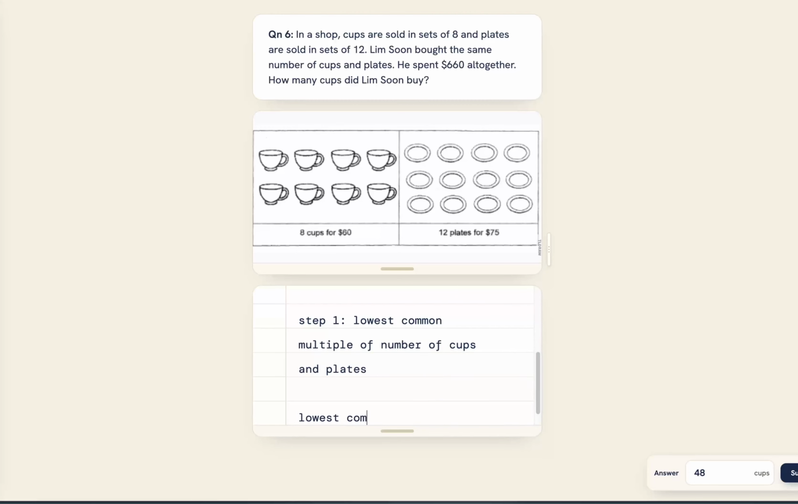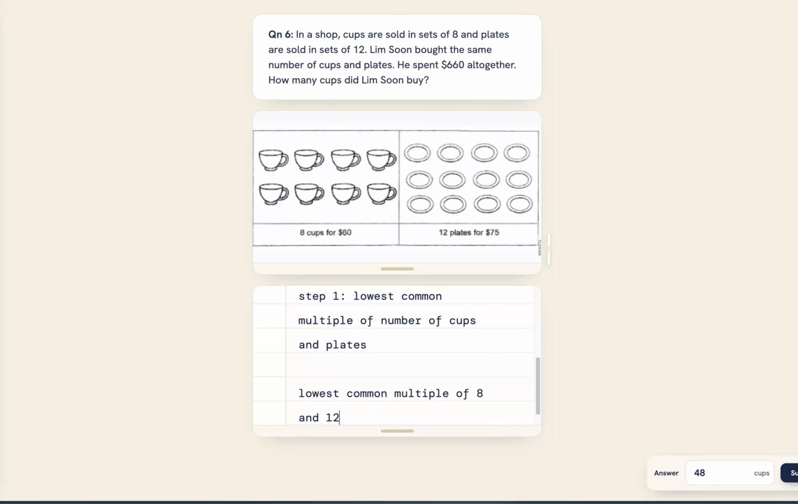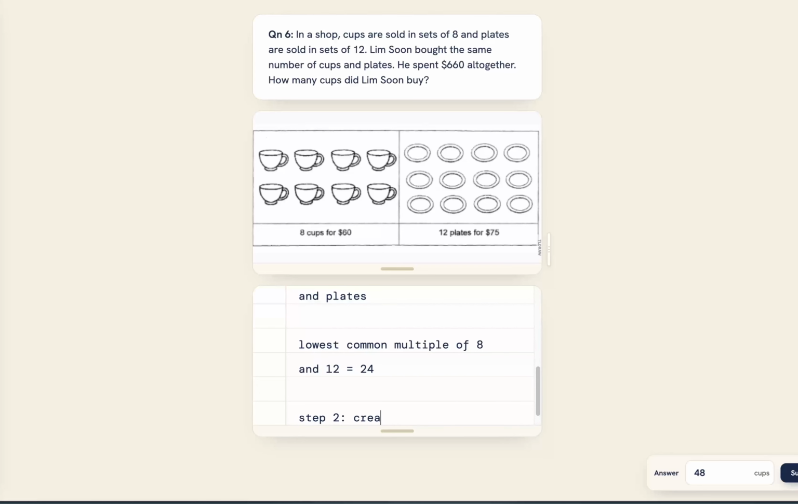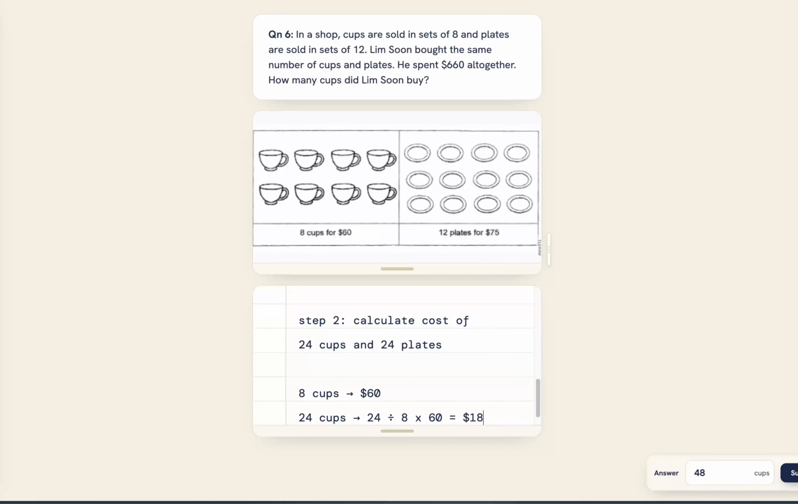So that means step 1, we need to get the lowest common multiple of the number of cups and plates. The lowest common multiple of 8 and 12 would be equal to 24. So step 2 is to create 24 cups and 24 plates and calculate the cost. 8 cups is equal to $60. So 24 cups would be 24 divided by 8 times 60. This will be $180. 12 plates equal $75. 24 plates would then be 24 divided by 12 times 75. This will be $150.